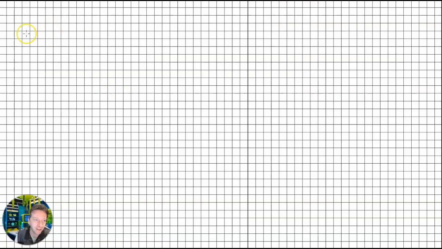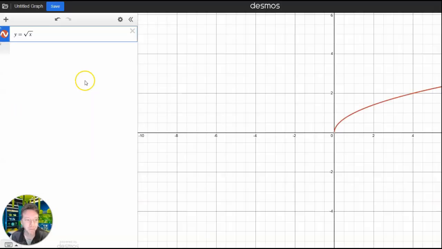Next, moving on beyond grade 9 and 10, we have our radical function. So f(x) is equal to the square root of x. So what does this one look like? Here is what our radical function looks like.